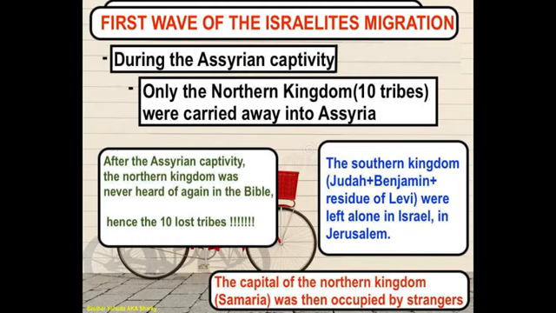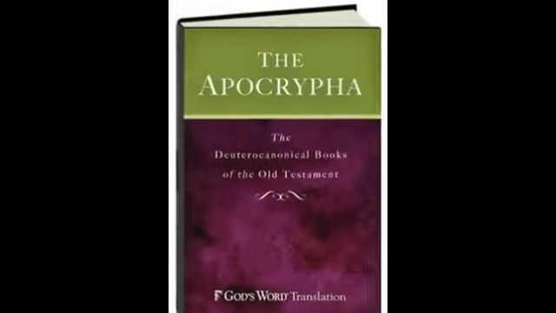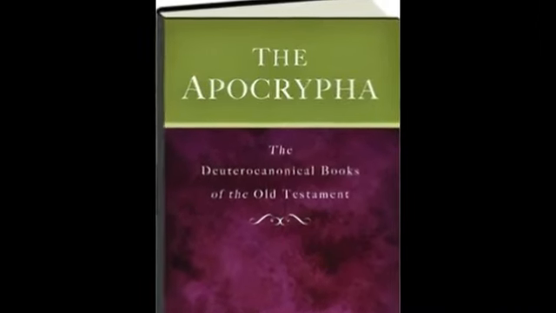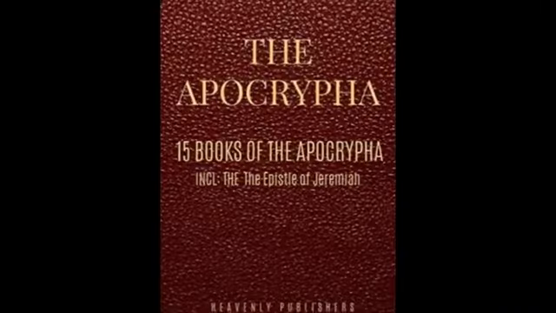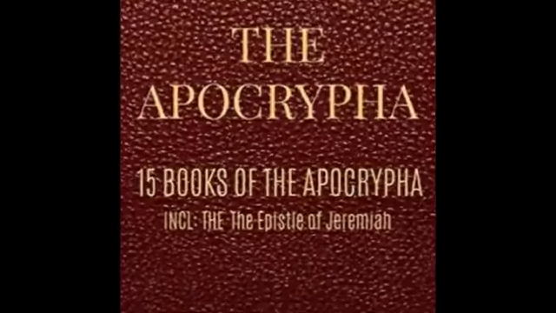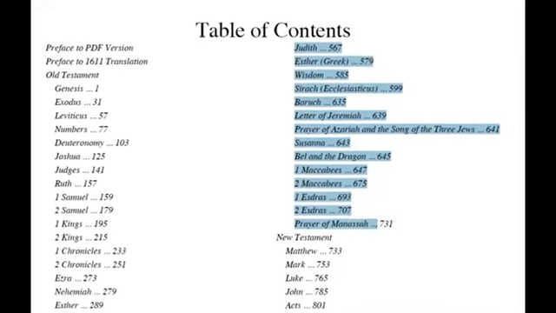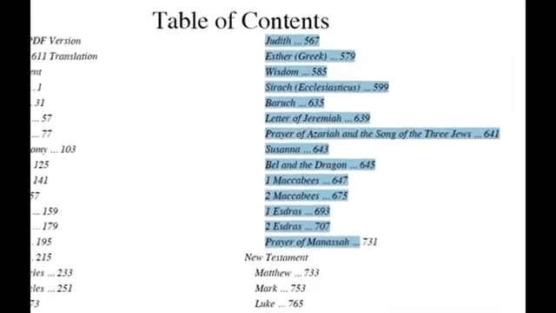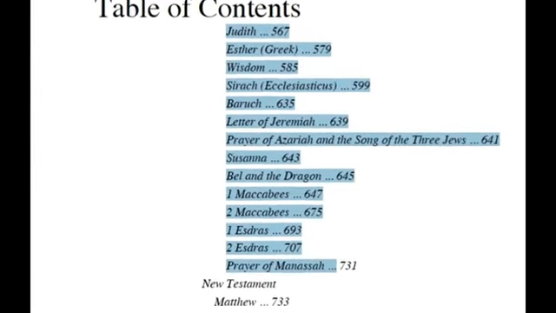So now let's go into the Apocrypha and find out exactly where the northern tribe ended up. We're going to find out the location, because the Apocrypha is giving you the account of the final destination of the northern tribe, of the northern kingdom. The Apocrypha is giving the account of the final destination of these people. So now let's find out.